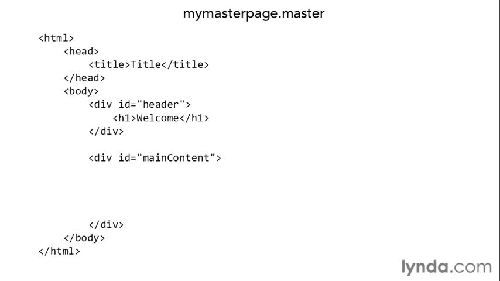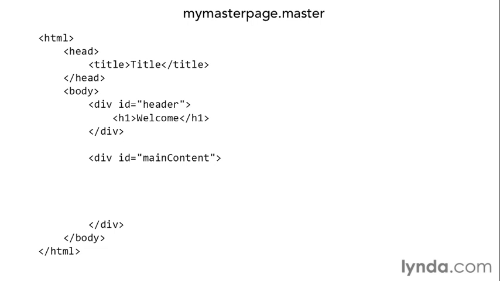In SharePoint, master pages are created as a file ending in .master. Now, when defining a master page, you are creating a complete web page layout from the opening HTML tags to the closing HTML tags. But you're also marking out areas for content to come later.